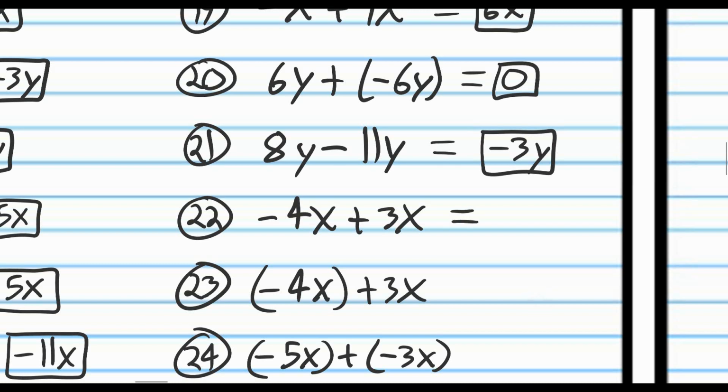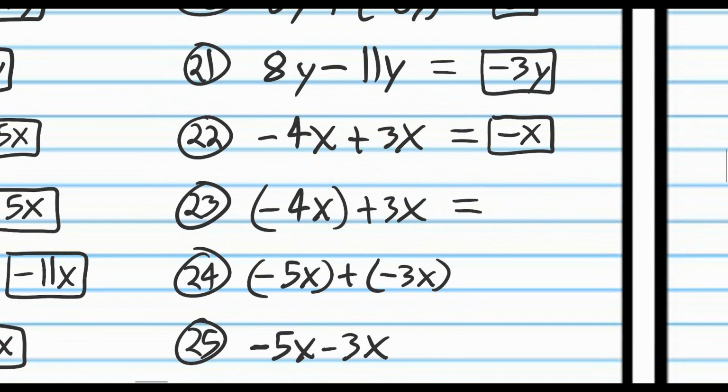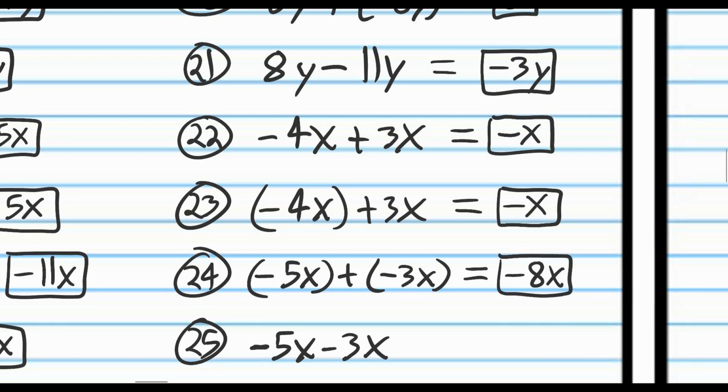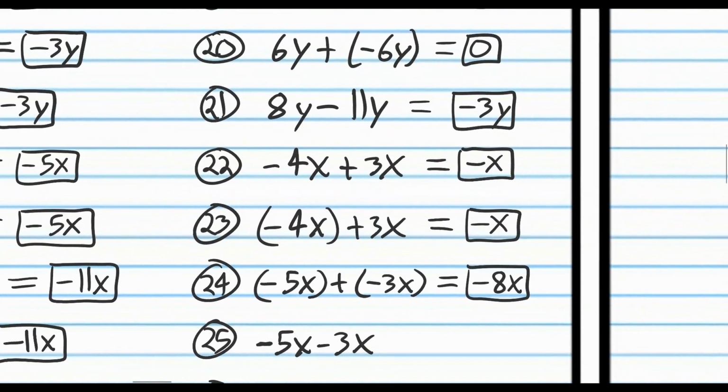And this one you would get negative 1x, but we don't have to write the 1. So you can just write negative x. It's not really wrong to write the 1, but mathematicians are going to look at you funny if you do that because it's just not necessary. All right, and 23 is the same problem pretty much, just a different notation. And 24 is going to be negative 8x. So if you got those answers, good job.